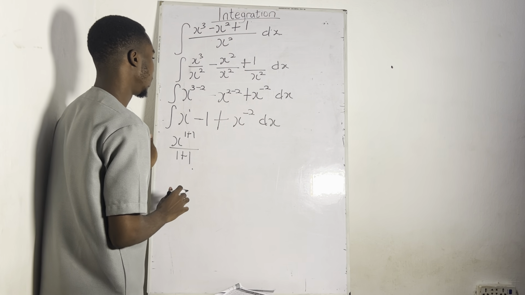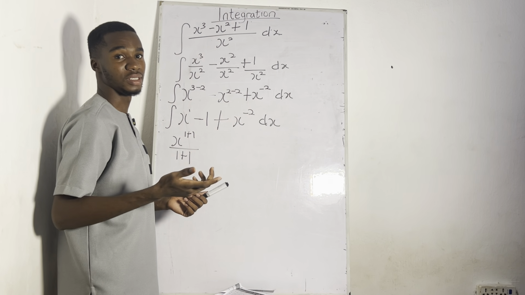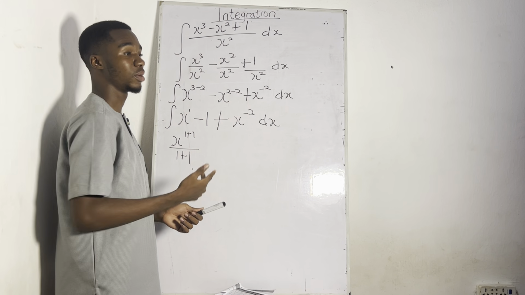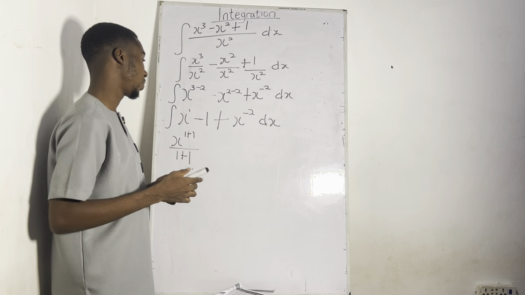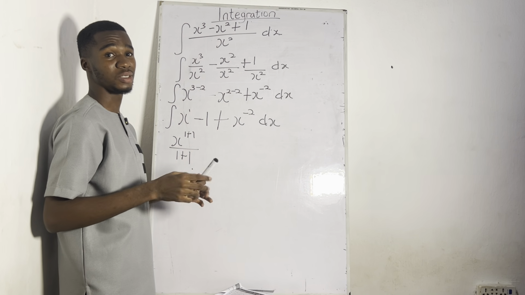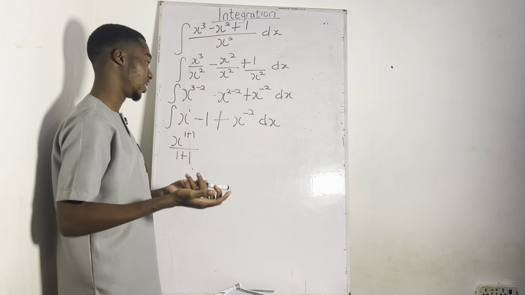Now let's go to the negative 1. If you have a number, let's say 2, and you want to integrate it, it becomes 2x, if you are working with x. If you have 5 and you want to integrate it, it becomes 5x. So you have negative 1. If you want to integrate it, what does it become? Negative 1x. But negative 1x is the same as negative x.